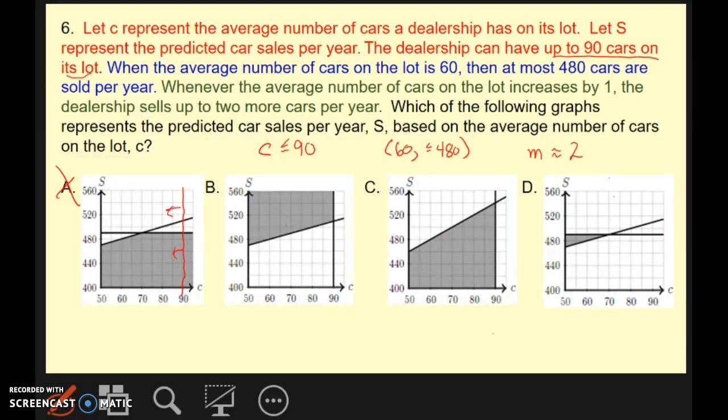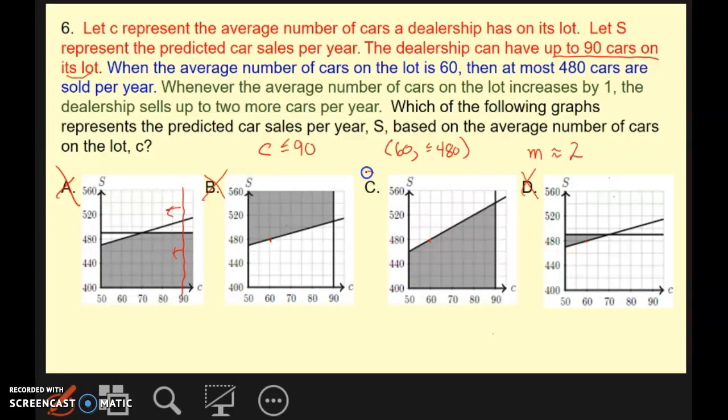All right. The second part, 60 and 480, an input of 60 and an output of 480. That seems to correspond okay. Same here and same here. But that other piece of information, that at most 480 cars are sold, tells us that we can actually sell less than that. So graph B shows me if I have 60 cars in a lot, I sell at least 480. That doesn't make sense. D shows me pretty much the same thing, that if I have 60 and 480, that's going to be higher than that.